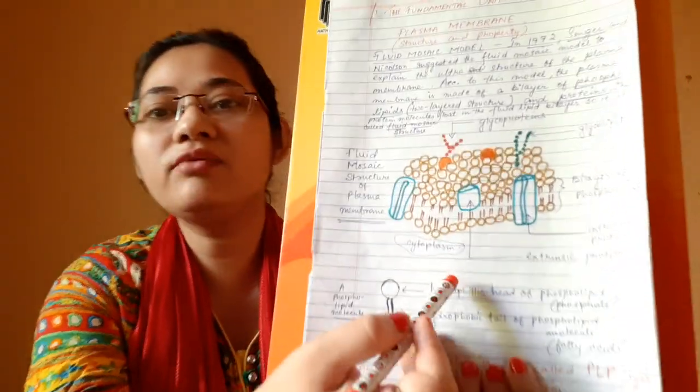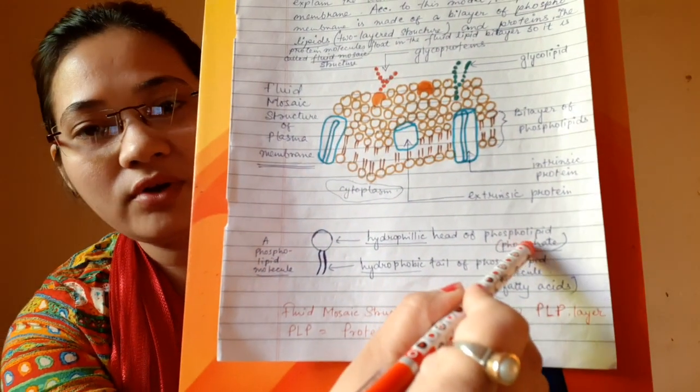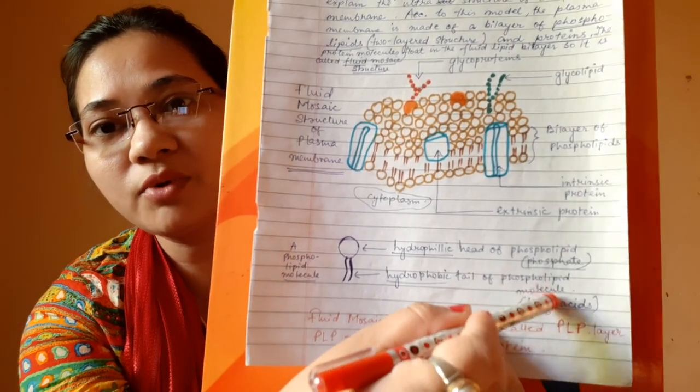Got it? Because I have already written here, hydrophilic head of phospholipid and hydrophobic tail of phospholipids. That means these phospholipid molecules are made up of two parts. The head of the phospholipid is called hydrophilic. Hydrophilic means it has affinity for water, so it loves water. That is why it is hydrophilic. Philia means love, and hydro means water.